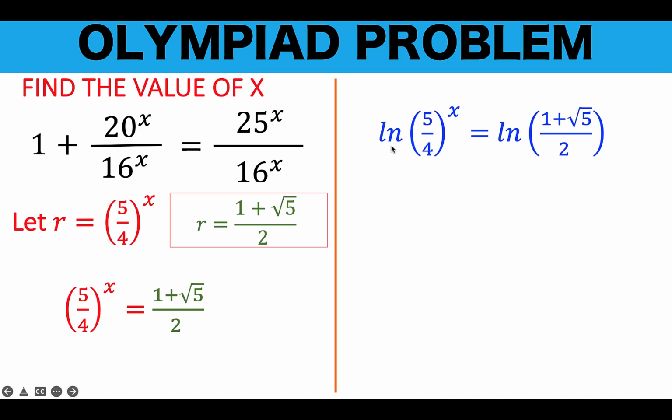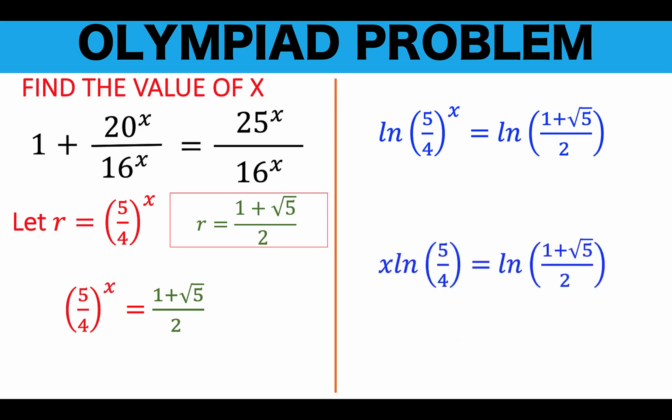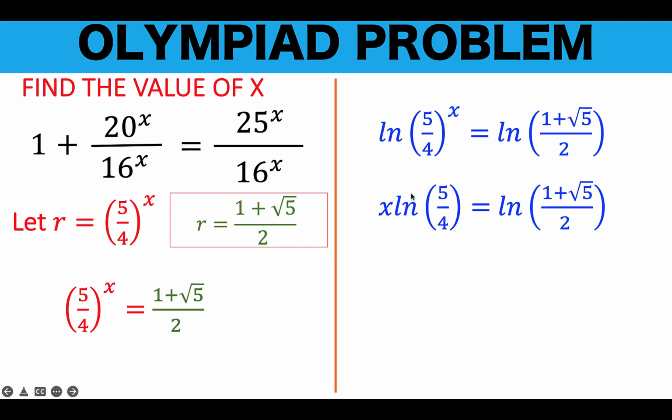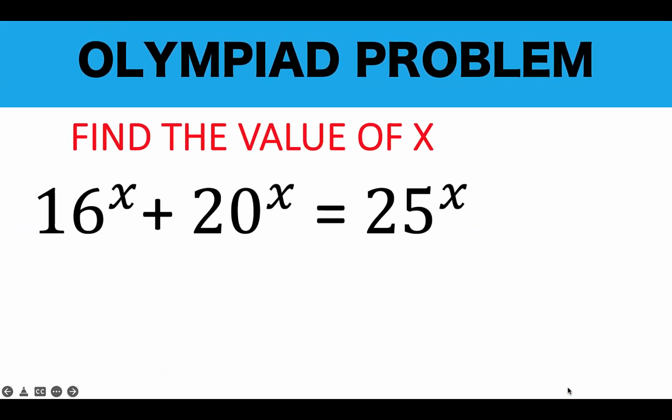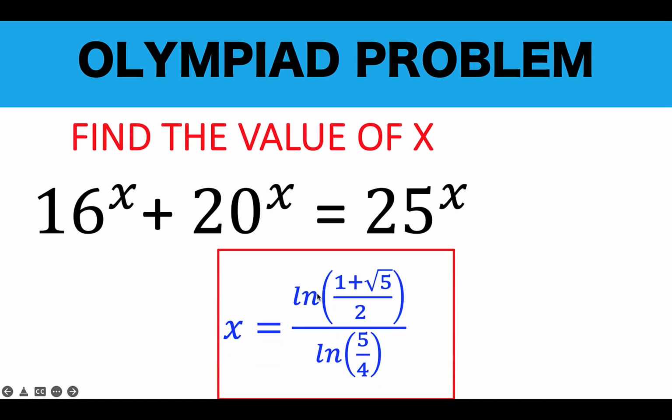Let's get the natural logarithm of both sides. So we now arrive here at ln of the left side equals ln of the right side. Now applying properties of logarithm, because ln is just logarithm to the base e, we can now write this as this exponent x times ln of 5 over 4, and then copy the right side. And solving now for x, we divide both sides by ln of 5 over 4. We now have the value of x. And so the value now of x that satisfy this original equation is x equals ln of this golden ratio 1 plus square root of 5 over 2 over ln of 5 over 4.